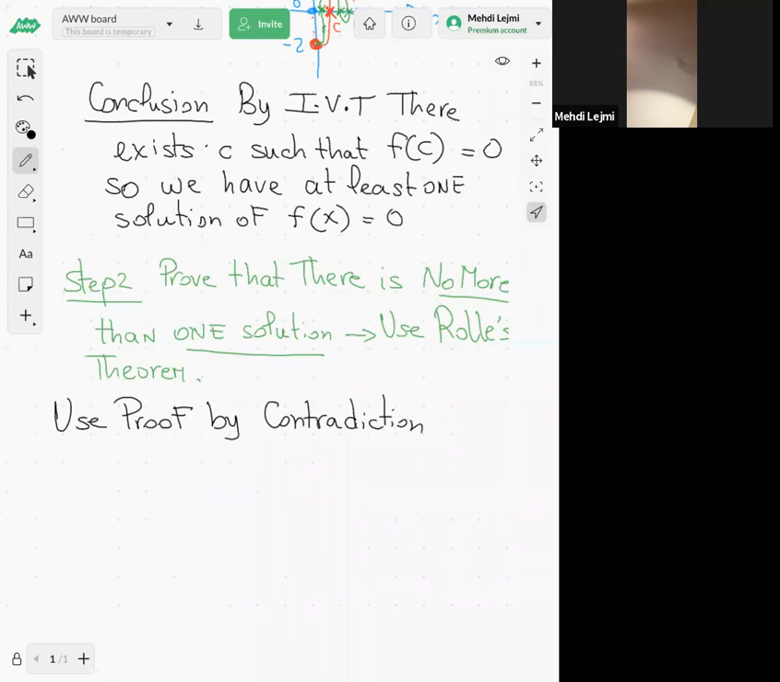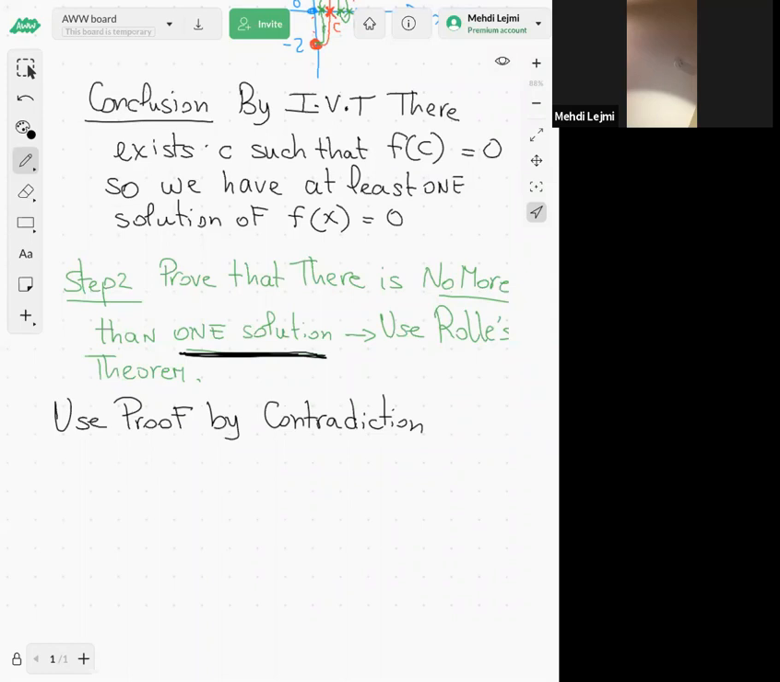Okay, so here we want to prove that there's no more than one, right? So I'm going to suppose I have two. That's more than one, of course, right? I'm going to suppose I have two solutions, and then I'm going to end up with some contradiction. And if I end up with a contradiction, it means my hypothesis is wrong. So it means that I cannot have two different solutions. So if you cannot have two different solutions, it means that you have no more than one, right? So I'm going to use proof by contradiction.